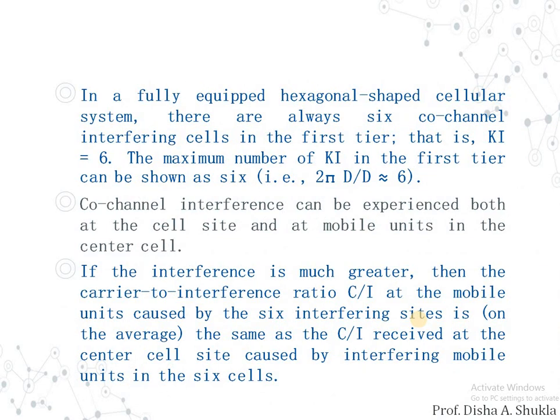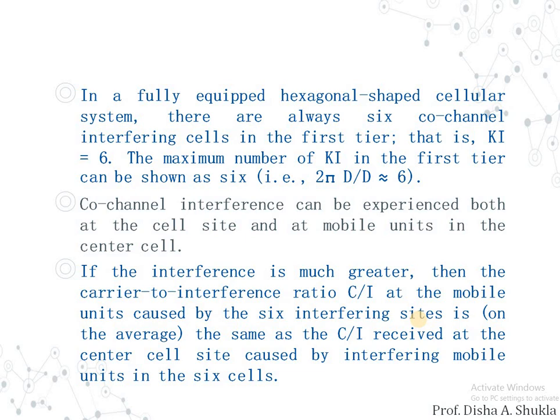In a fully equipped hexagonal shaped cellular system, there are always 6 co-channel interfering cells in the first tier. As I already told you, for a particular hexagon there will be 6 different cells that will be the interfering cells in the first tier, that is Ki is equal to 6. So the maximum number of Ki in the first tier can be shown as 6, that is 2 pi d upon d, that is equivalent to 6.